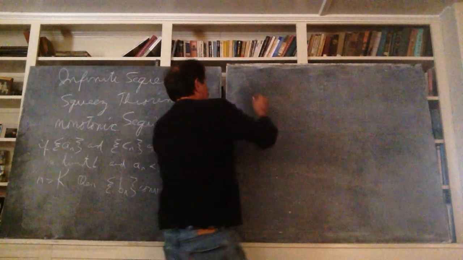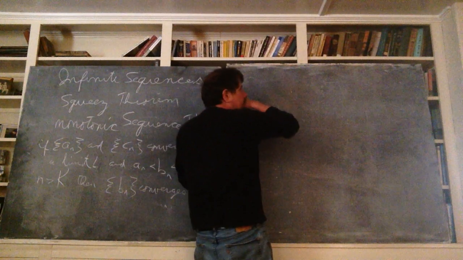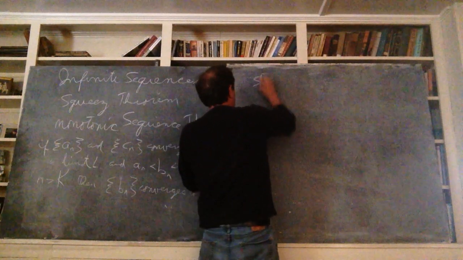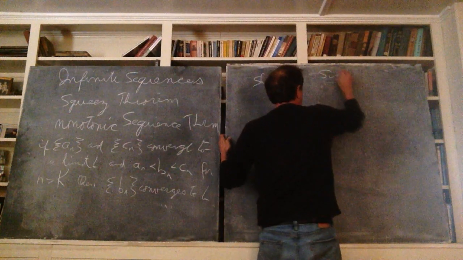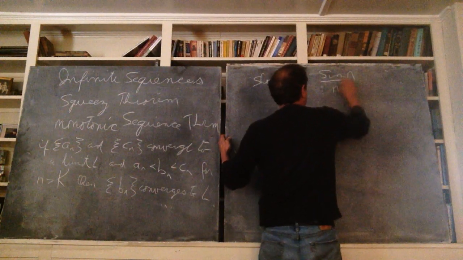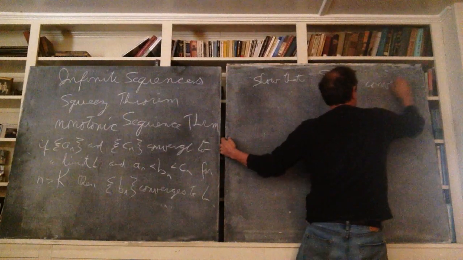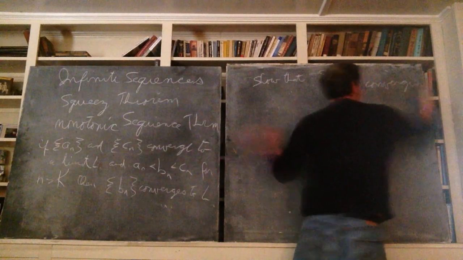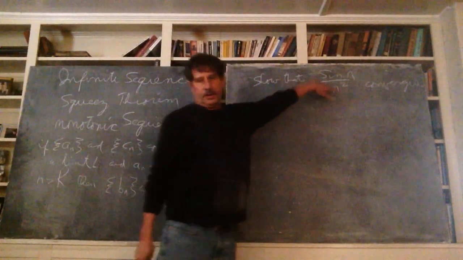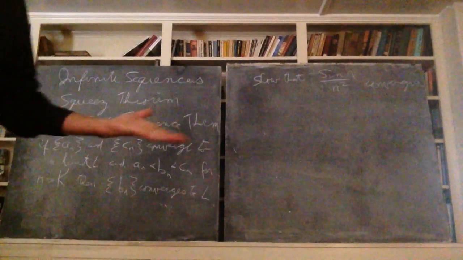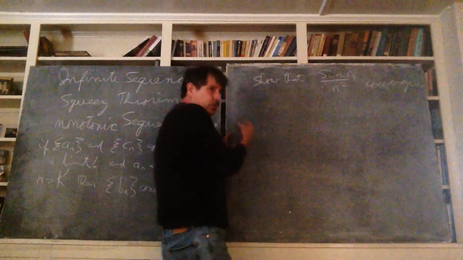Here's how it works. Show that the sine of n over n squared converges. I'm sure that you would look at that and say, oh, I know it converges to 0 because this is oscillating, and the denominator is just getting bigger and bigger. But so we know it, but let's just do it using the Squeeze Theorem.